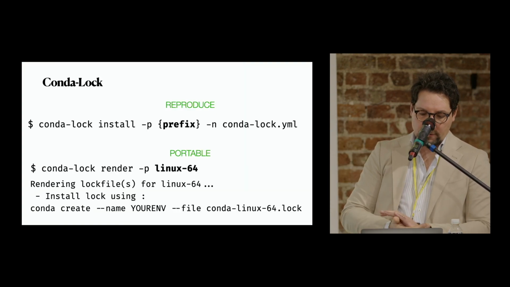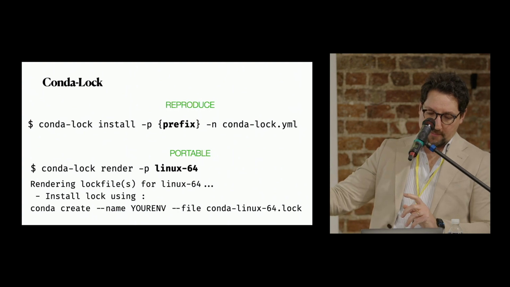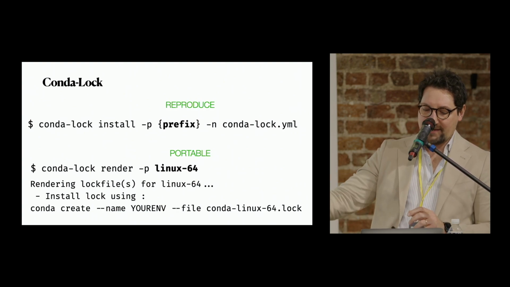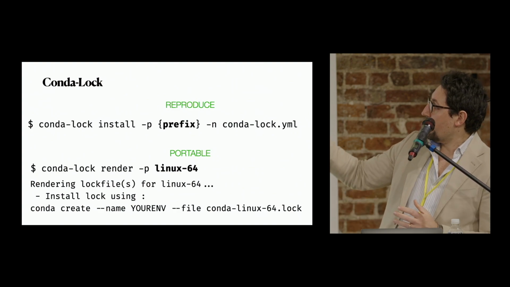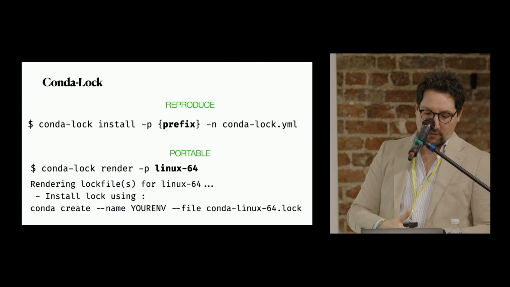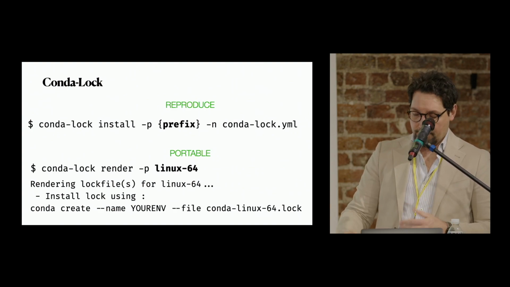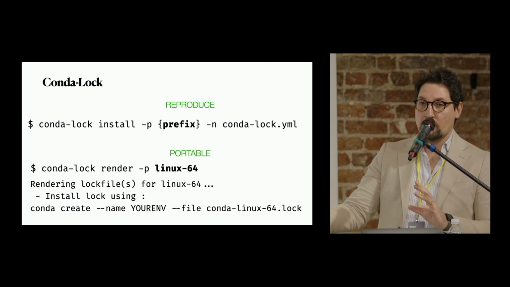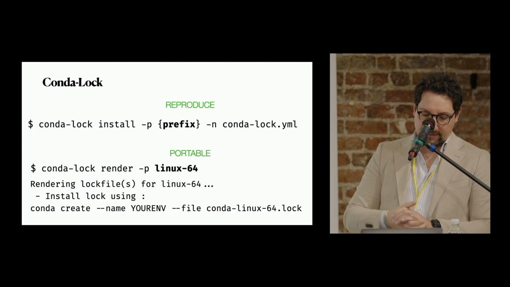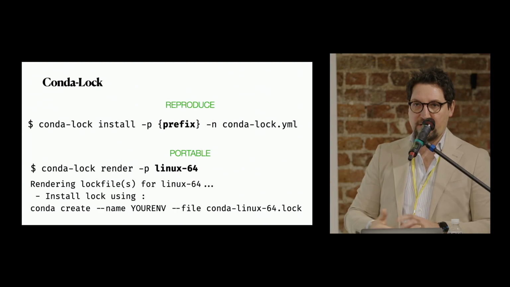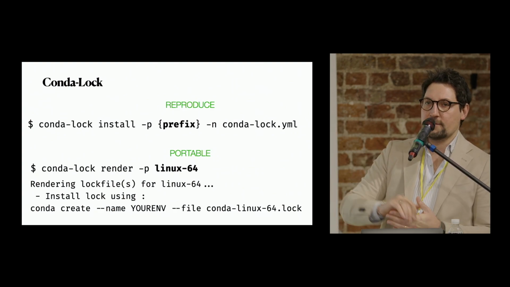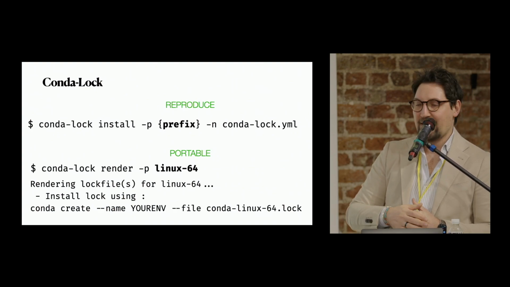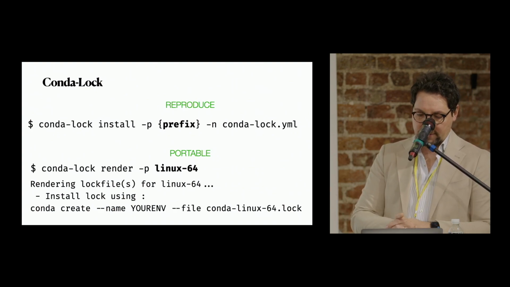And in fact, if you want to use it to reproduce the environment, you do conda-lock install, you pass in the prefix of the platform you want, and then the name of the conda-lock file you're using. And if you make it portable, you can even generate from the same conda-lock files the rendering of the environment for specific platforms. So like conda-lock render -p linux-64, it generates your new lock files specifically for the linux-64 in case you don't want to have everything within the same file.